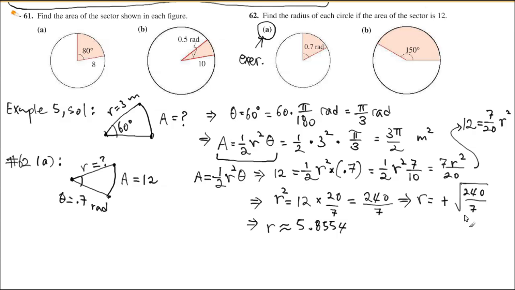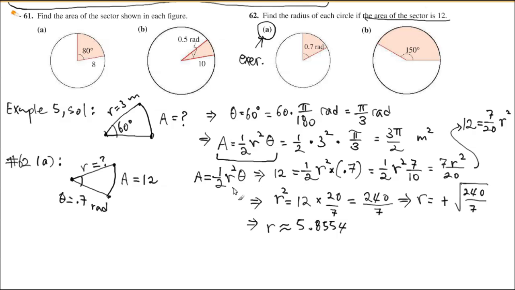Alright, so 62A was like this. They gave you the angle. If you read the question, find the radius of each circle. Area is given as 12. So you're not computing the area, you're computing the radius, the missing information. That's what we're doing. So let's look at this picture. The theta is already given as 0.7 radian. R we don't know. And area here is given as 12. Okay, theta is already in radians, so I'm not going to convert anything.